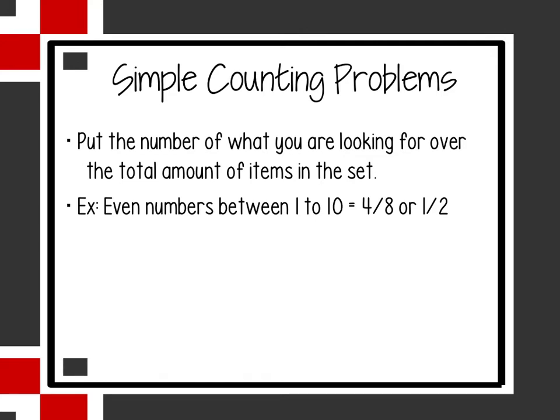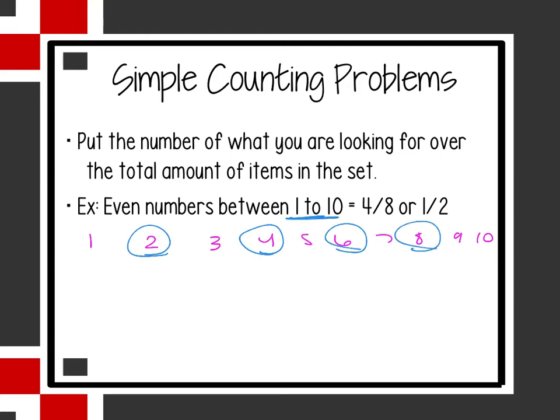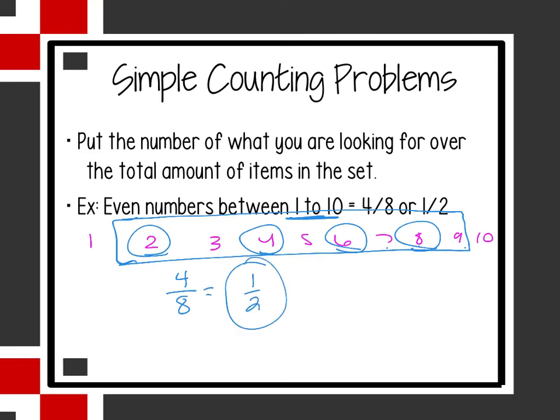So if the question was find the even numbers between 1 and 10, I would write out, if you need to, 1, 2, 3, 4, 5, 6, 7, 8, 9, and 10. And between 1 and 10 would be 2, 4, 6, and 8. And between means don't include those. If it said inclusive, then I would include it. So there are 4 out of the numbers between 1 and 10, which is 8. 4 out of 8 would always simplify to a half.